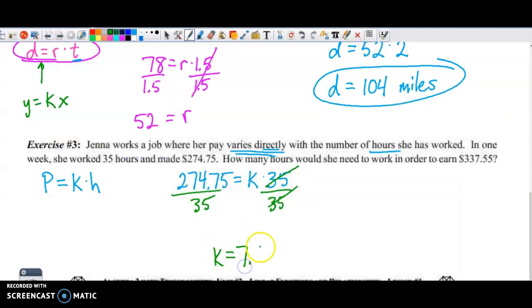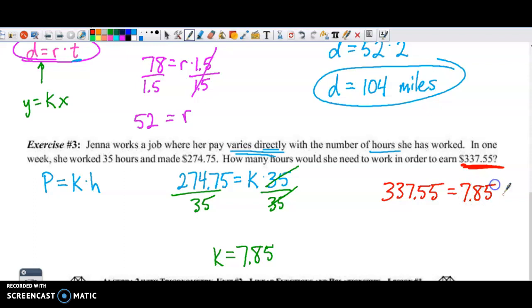So k is equal to 785. So how many hours would she need to work in order to earn 337? And this is why I like using variables that are related to the problem, because this is her pay. So if you use P for pay, then it might make more sense to set up the problem this way.